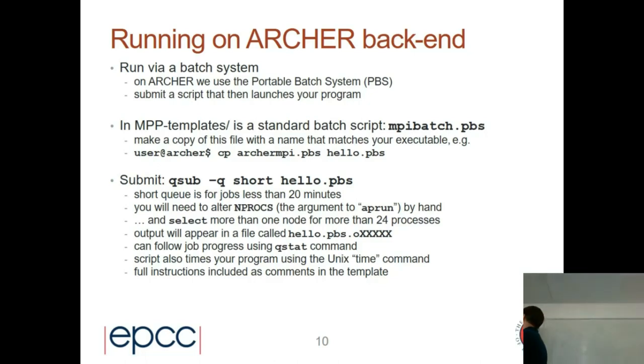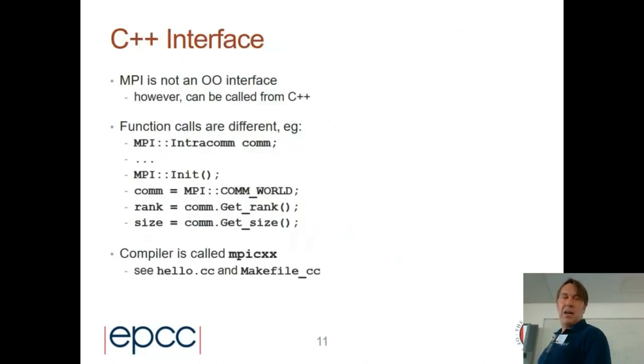The output appears in a batch file. So basically, you submit the job, and once it's run, the output appears in a file called, say, hello.pbs.oxxx, where xxx is some number you were given. Again, you'll be familiar with this if you were here Monday, Tuesday. If not, this might be new to you, but we can sort all this out.